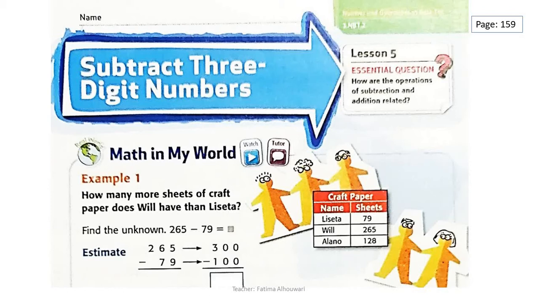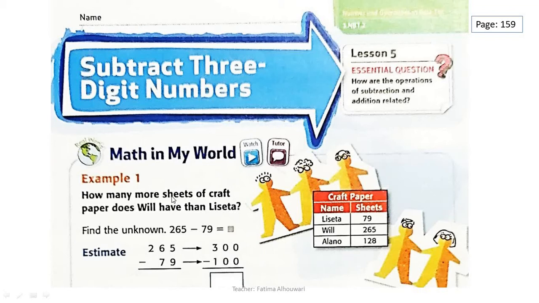Let's see this problem. Here we have a table. This table is for craft paper for 3 friends, Lizita, Will, and Alano. Lizita has 79 sheets. Will has 265 sheets. Alano has 128 sheets.